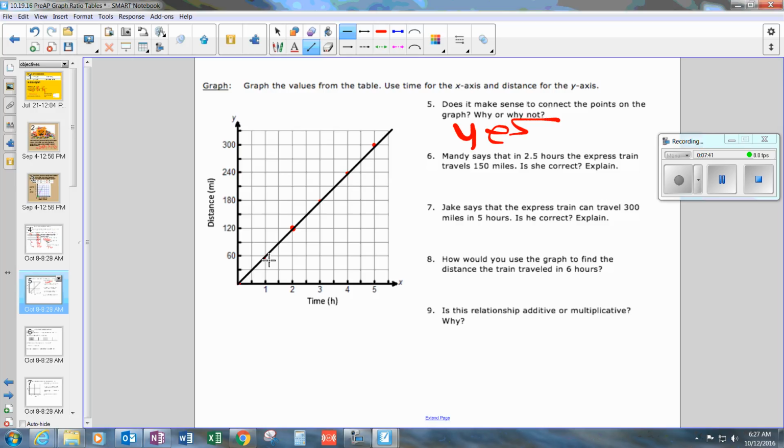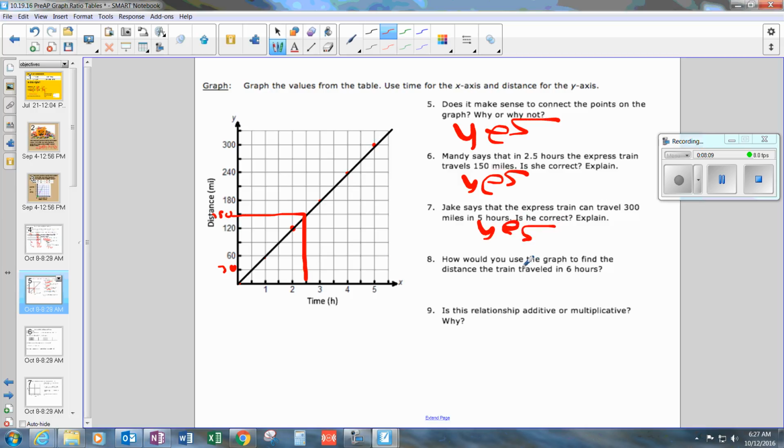Mandy says that in 2.5 hours, the express train travels 100 miles. So 2.5 hours, 150. Because we know every half hour is 30 miles. So no, I say she is incorrect. Jake says the express train can travel 300 miles in 5 hours. Is he correct? Look at the table.